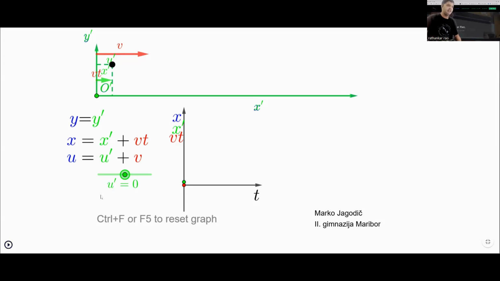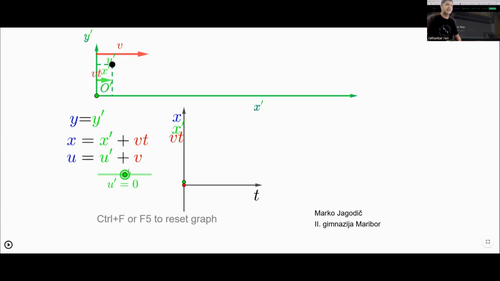Before clicking, look at the parameters over here. What is this y? y is nothing but the y-axis. y is equal to y dash, which means the moving frame and the stationary frame have the same y-axis. It is not moving over here. And the x-axis, look at the x over here. This is your x and t plot. So this x will be increasing. See, x is equal to x dash plus vt, and u equal to u dash plus v.